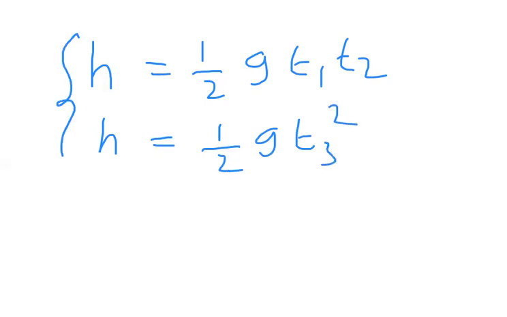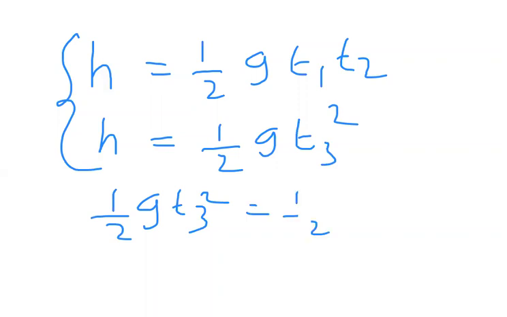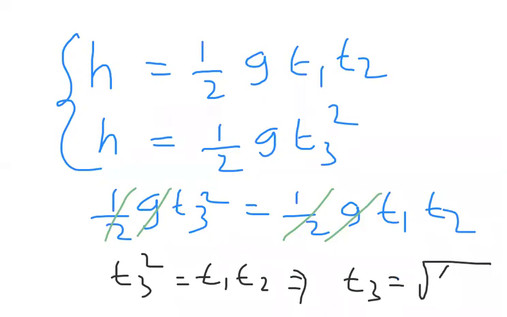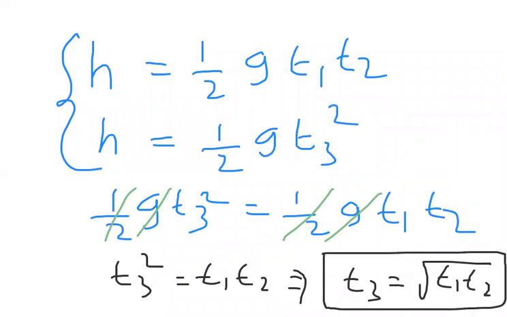From these two pieces of information, I can now equate the LHS. I can write ½g t3² = ½g t1t2, so ½g cancels. I'm left with t3² = t1t2, or I can also write it as t3 = √(t1t2). This is my expression. So we got the relation among all the three cases.